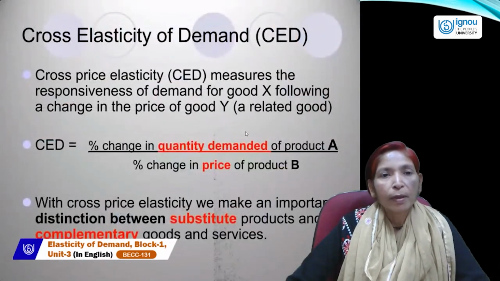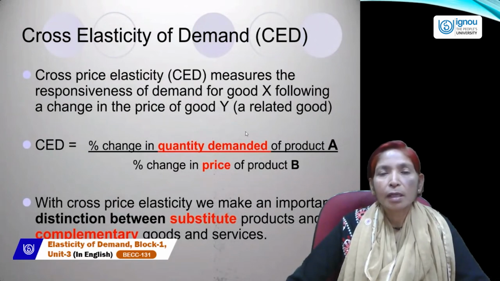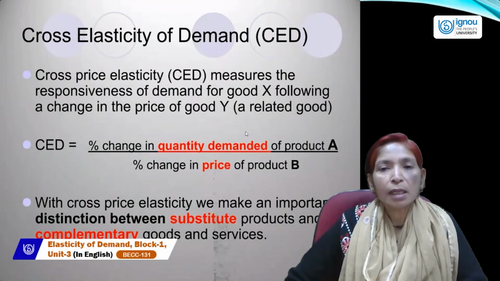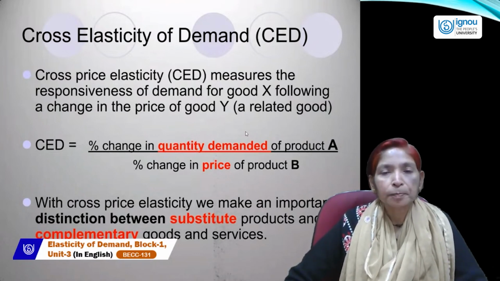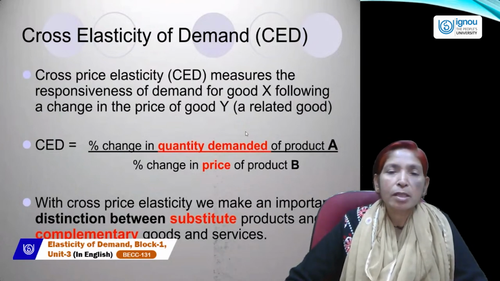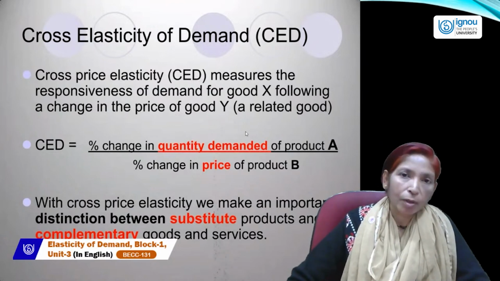Now next is cross elasticity of demand. This is the third type of elasticity of demand. In short form, we can write CED. C is cross, E means elasticity, D means demand. Cross elasticity of demand measures the responsiveness of change in quantity demanded of X commodity due to change in the price of Y commodity. And these X and Y commodities may be complementary or may be substitutable.